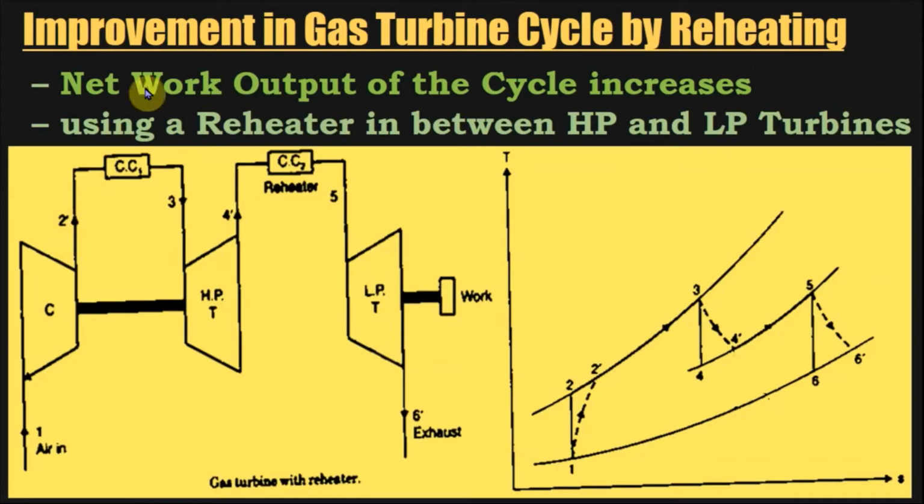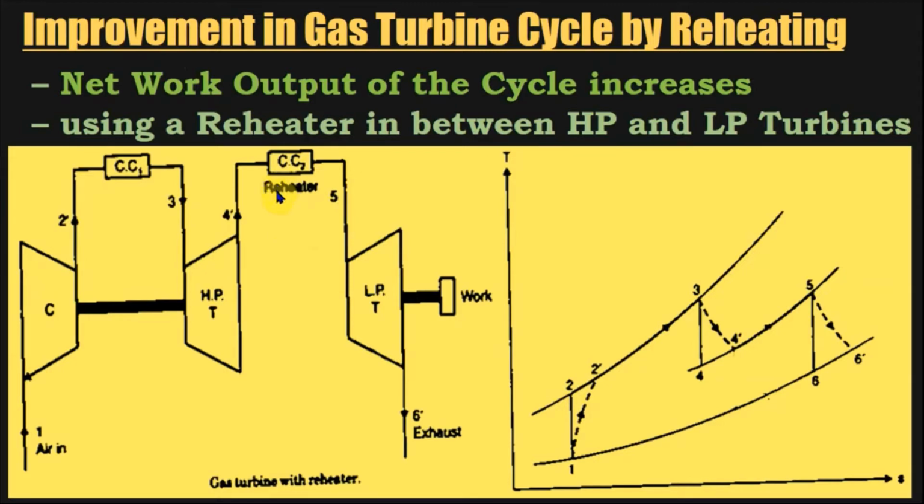What do we mean by improvement in gas turbine cycle by reheating? In this case, we will introduce a reheater. Here in the block diagram it is labeled as CC2. CC1 is the main combustion chamber. So in addition to the main combustion chamber, here we have a reheater.